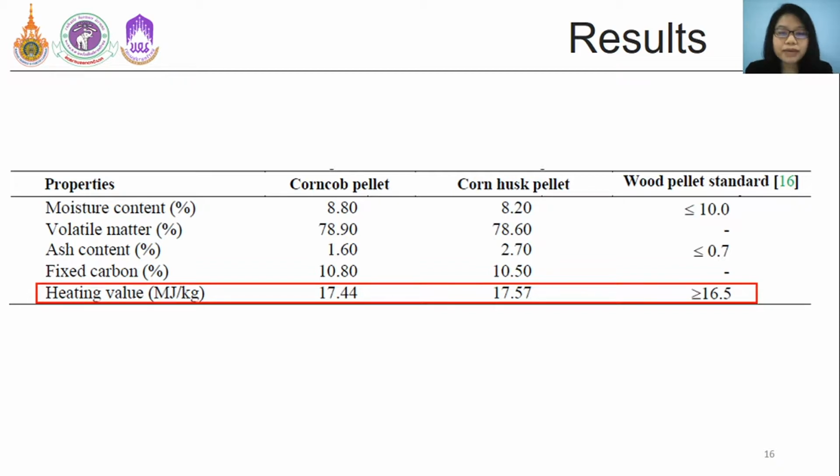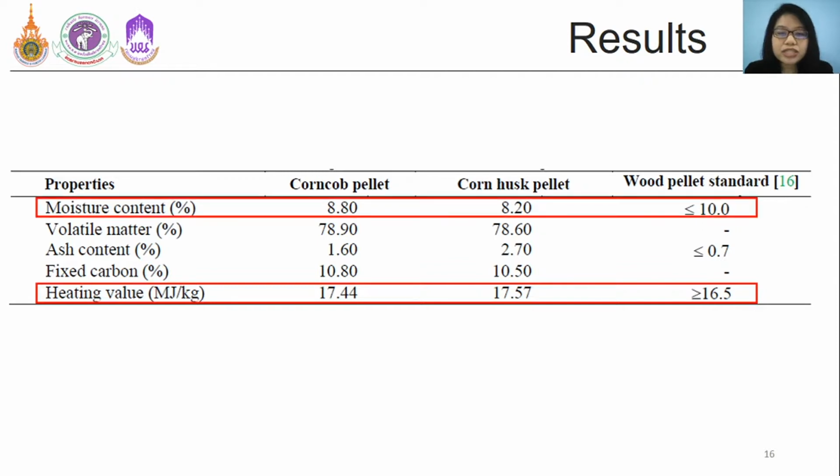For proximate analysis and heating value of pellet, it was found that pelletized corn husks have slightly higher heating value than corn cob pellets, which is higher than standard, and the moisture content for both pelletized corn cob and corn husk are in the range of the expected value mentioned in the standard.